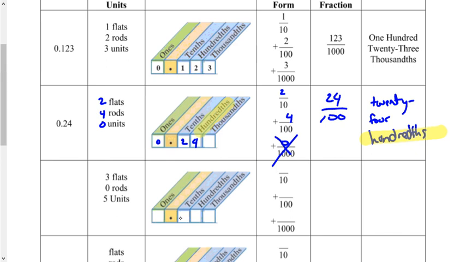Something like this one, if I have 3 flats, remember flat is in the tenths, 0 rods, and 5 units. I do need to put this 0 here. We only just don't put the zeros on the very end of this. They're important in the middle. Okay? So keep that in mind. This will be 0.305. Let's get rid of that one.